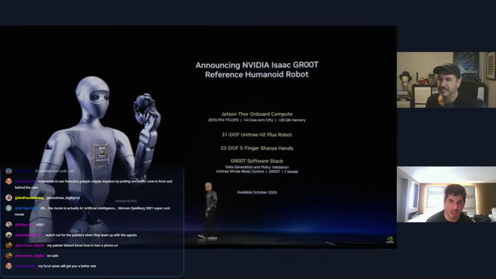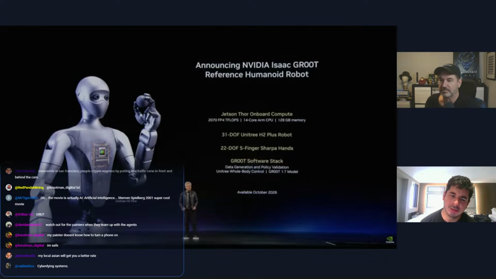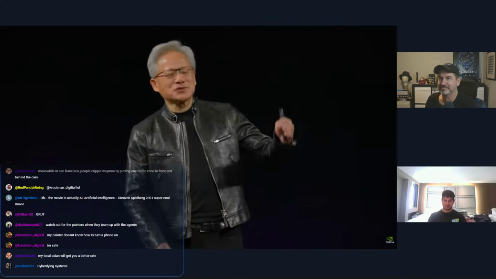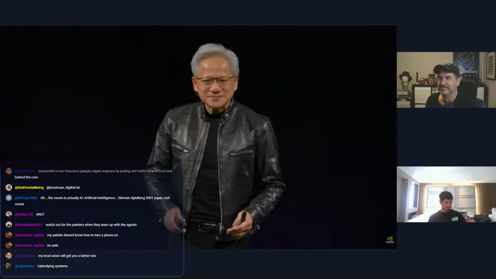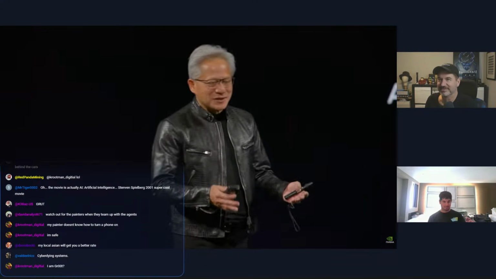25 degrees of freedom on each hand, made by Sharpa. 31 degrees of freedom on the robot. Six feet tall, 150 pounds, just like me. The first number is shorter, the second number is bigger. Pretty close. That was the joke.